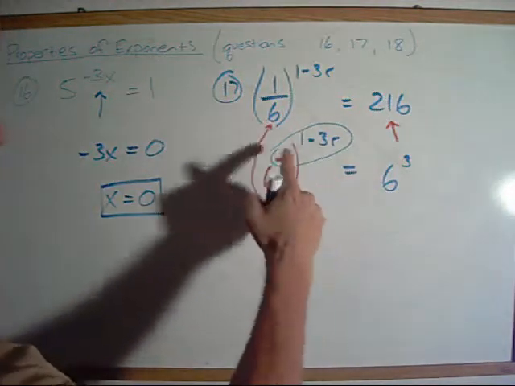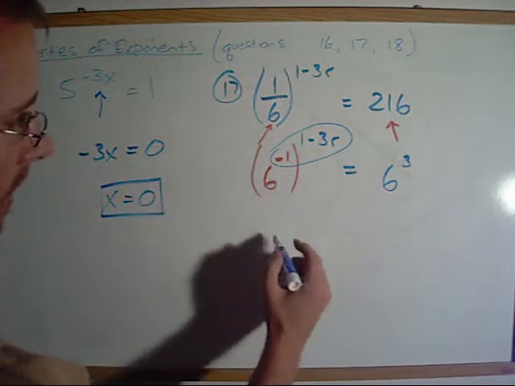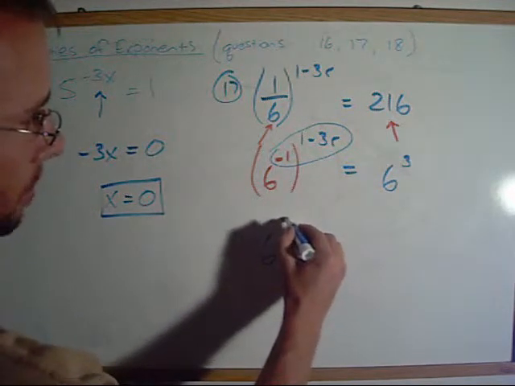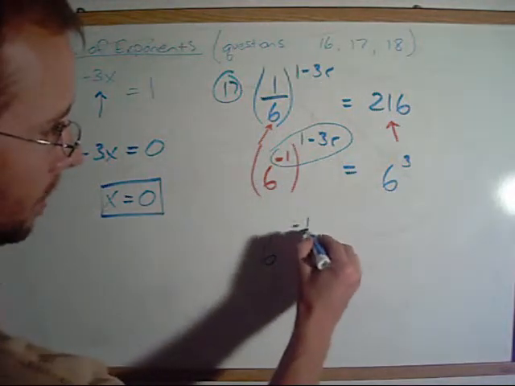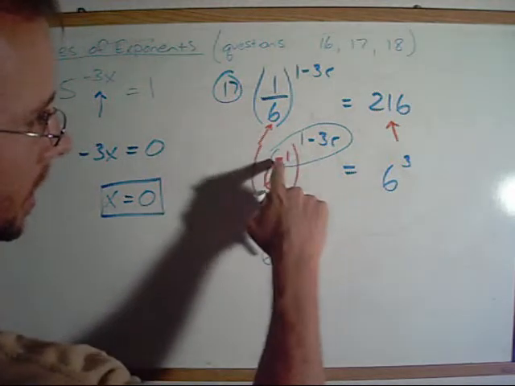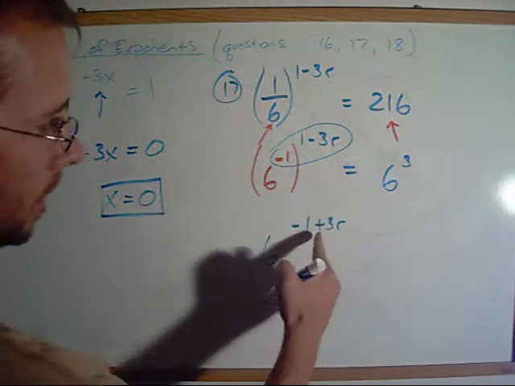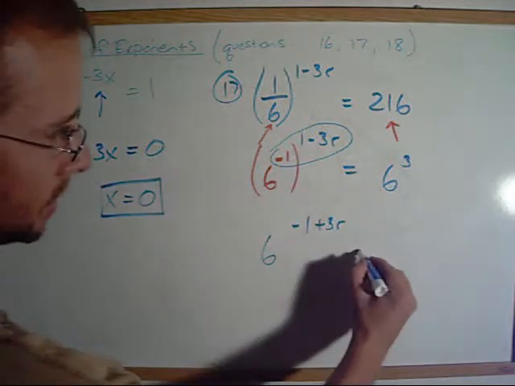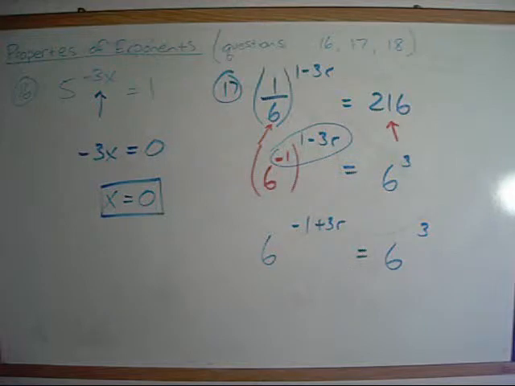A exponent to an exponent, we use multiplication to combine those exponents. So this whole left-hand side is really 6 to the power of, if I multiply that negative 1 times that quantity, I get negative 1. Negative 1 times 1 is negative 1. Negative 1 times negative 3r gives me positive 3r. So that's the whole exponent on the left-hand side, and then it's 6 to the 3rd on the right-hand side.